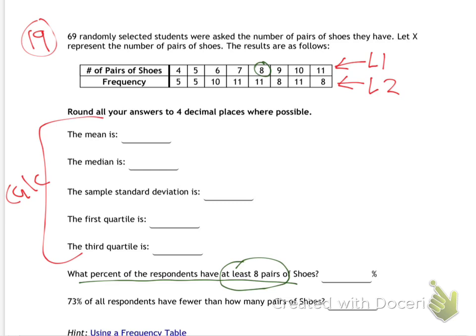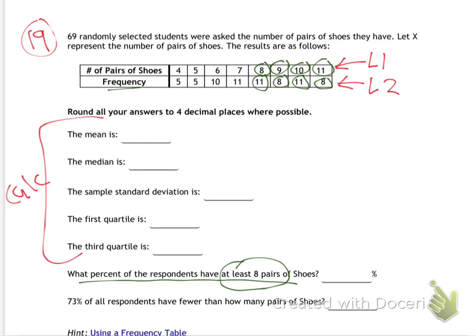So, 8 pairs of shoes. 11 people have 8 pairs of shoes. 9 people. Oh, no, I did that backwards, huh? Let me try that again. 11 people have 8 pairs of shoes. 8 people, right? Frequency, that's how many? Have 9. 11 people have 10. 8 people have 11 pair of shoes.